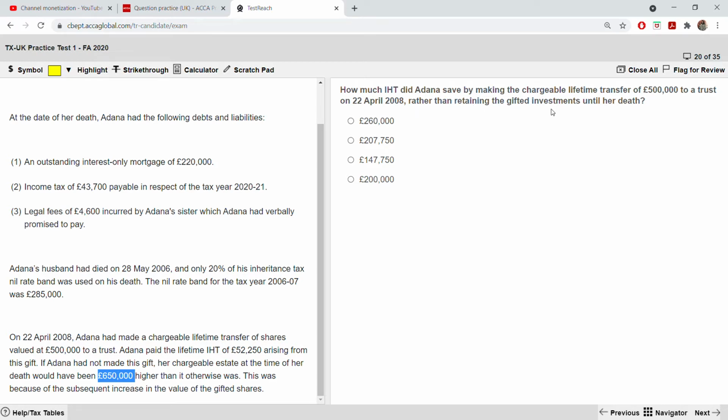First you have to know how much they paid before giving the gift, and only then do you know how much they are going to save. So they paid 52,250 with the gift, but if they had retained it, it would be 650,000. So 650,000 into 40%. Why? The death rate is 40%. Then you find the difference with the 52,250. So they are going to save this much when you get the difference. Next.